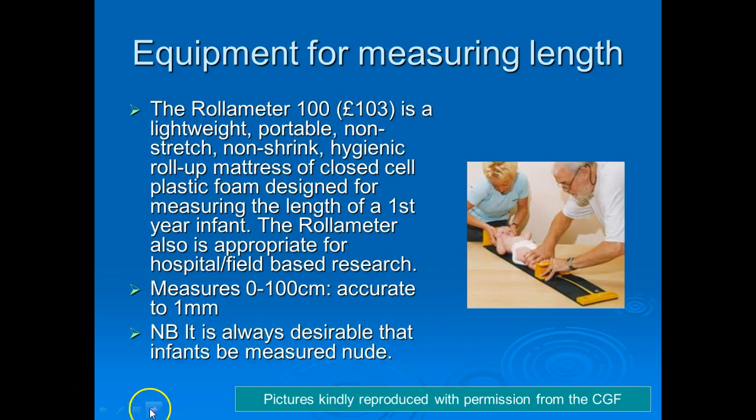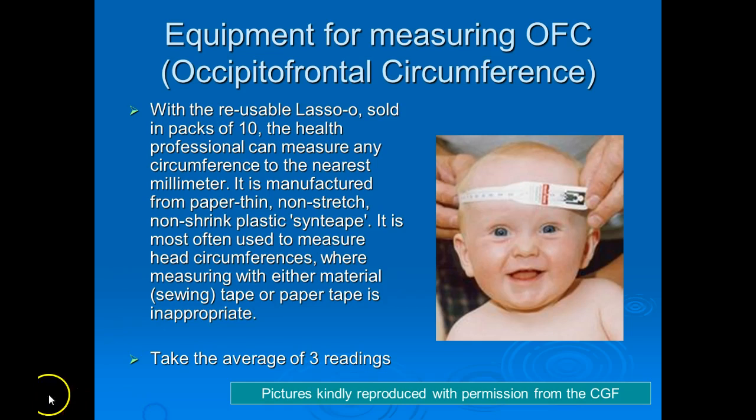The rollometer, again, is lightweight, portable, non-stretch, non-shrink, it's hygienic, can be wiped down with medical wipes, and it's also appropriate for field-based, hospital-based research, because obviously it's very accurate to the nearest millimetre. And just as you can see here, the baby does have a nappy on, but actually it's desirable to measure infants that are nude to prevent abduction of the hips with the nappy in situ. This is just done for photo modesty for the internet.